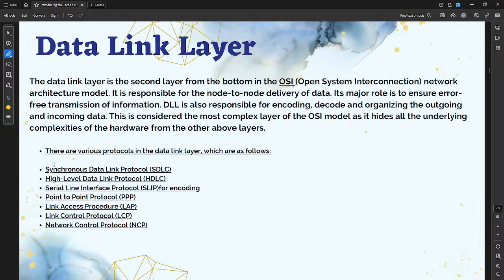We have the data link layer. Now, think about this as the layer that plays a major role in ensuring the free flow of transmission of information. For instance, we have the dynamic link library, which is also responsible for encoding, decoding, and organizing the outgoing and incoming data. So this is considered the most complex layer of the OSI model because it hides all the underlying complexities of the hardware from other above layers.